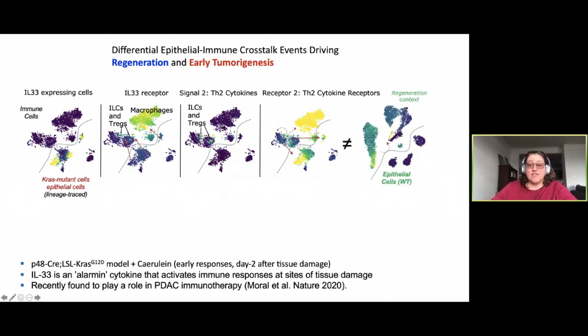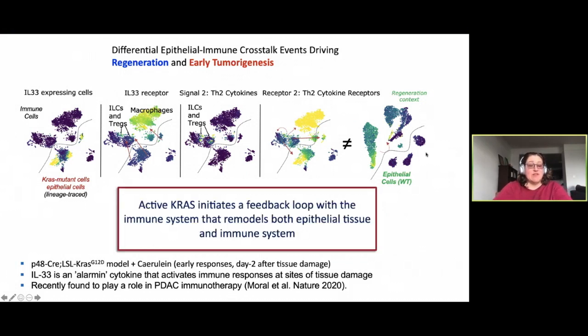And of course, in wild type, this doesn't happen. In wild type cells, these cells do not have the Th2 receptor, so there's no feedback loop. These are dark blue, nothing is being expressed. And what we really have is that the active KRAS makes the communication between the epithelial and the immune compartment go awry and creates a feedback loop that creates this dramatic and quick remodeling, so that after 48 hours, things look so differently.